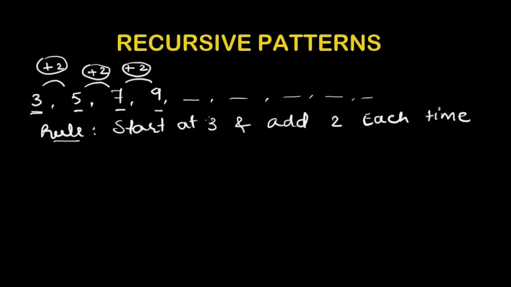Now once we know the rule, if somebody asks us to complete the pattern or fill in the blanks, we just have to follow the same rule in order to fill in the blanks. So plus 2 gives us 17, plus 2 gives us 19.